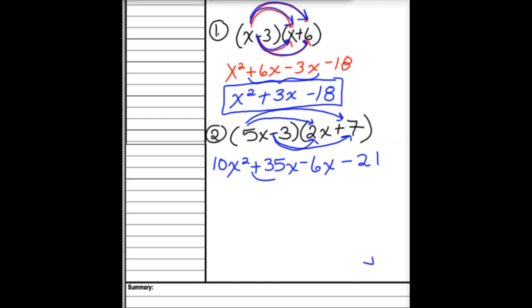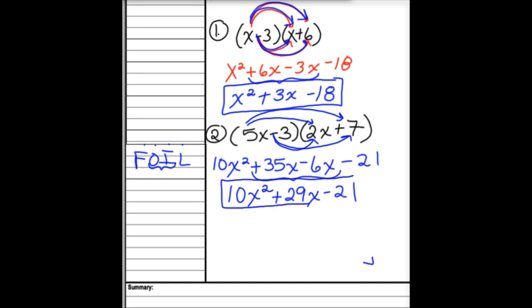I then have like terms, just like in the word FOIL, standing for first, outside, inside, last. These combine to make their own sound. Well, these two are going to combine in the middle to make their own term. So I've got 10x squareds, 35x's minus 6x's gives me 29x's. And then I have my minus 21 hanging along at the end.